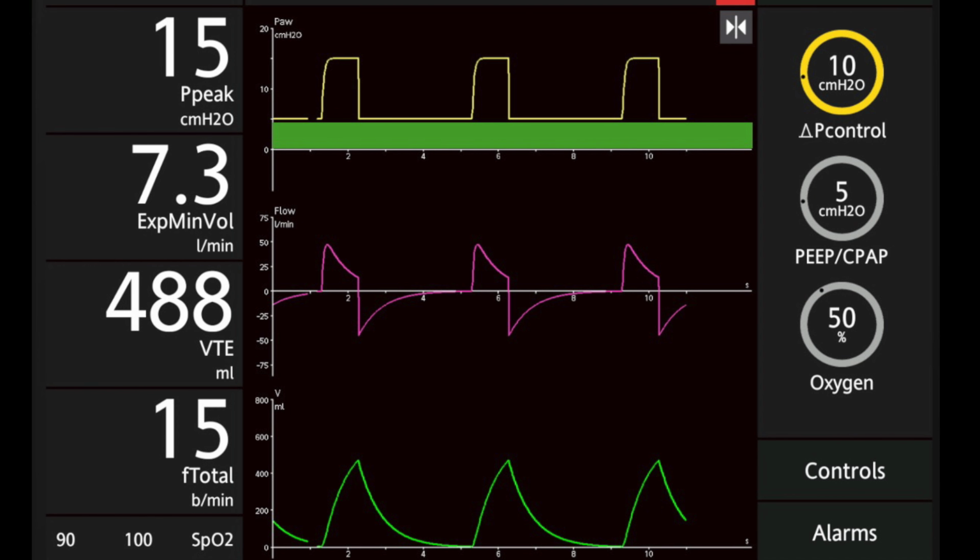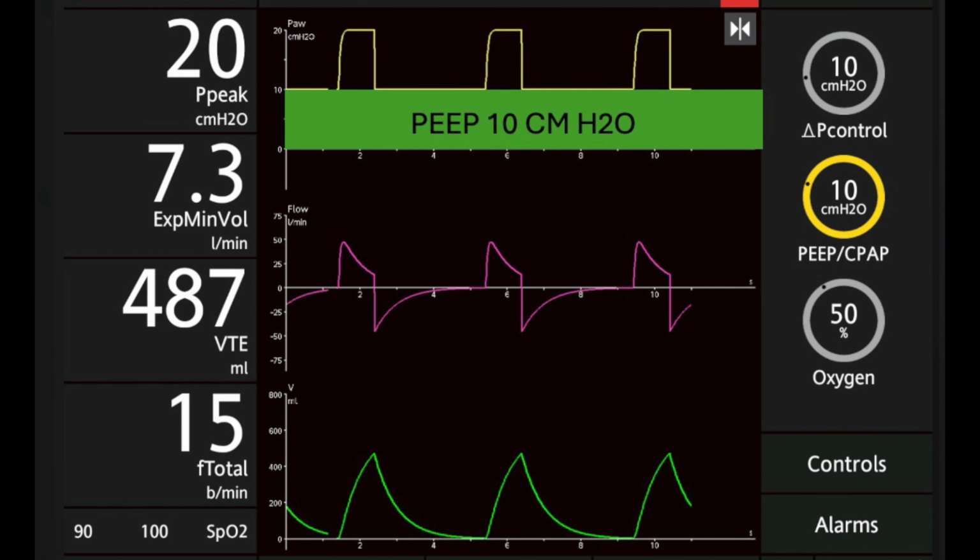PEEP refers to the pressure in the lungs maintained at the end of expiration. Here, I have the PEEP set to 5. The green bar represents the PEEP of 5 centimeters of water pressure on this pressure waveform. If I increase the PEEP to 10 centimeters of water, the pressure waveform does not fall below 10, indicating the application of a PEEP of 10.